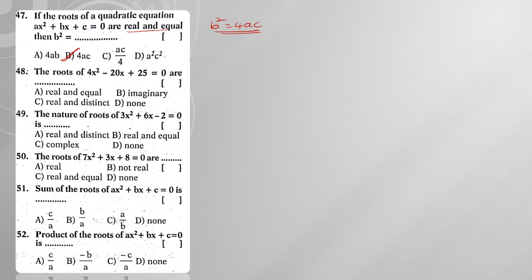Next, the roots of this particular equation are, so simply find out b square minus 4ac. So what is b square? b square is minus 20 whole square, minus 4 into a is 4, c is 25. Right? So 20 whole square is 400 minus 25 4s are 100, 100 4s are 400. So clearly the discriminant is 0. Hence we can say that the roots are real and equal.